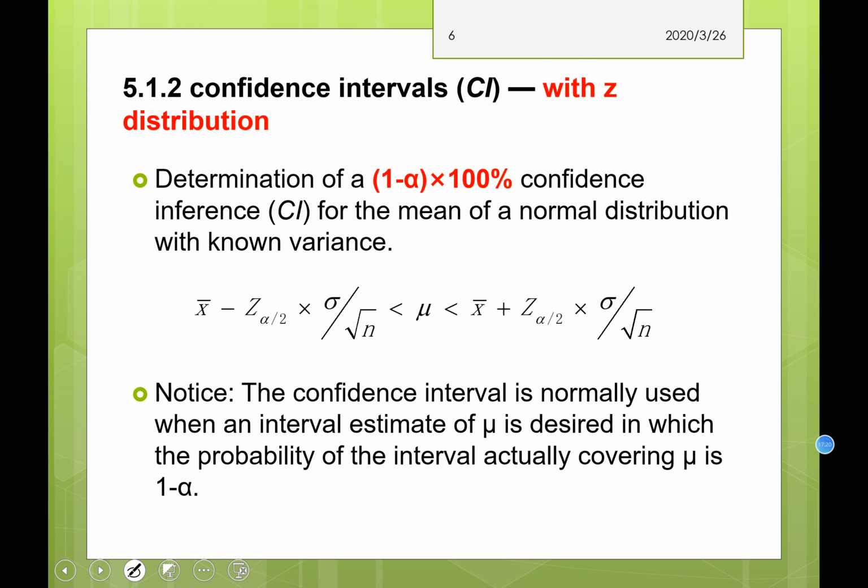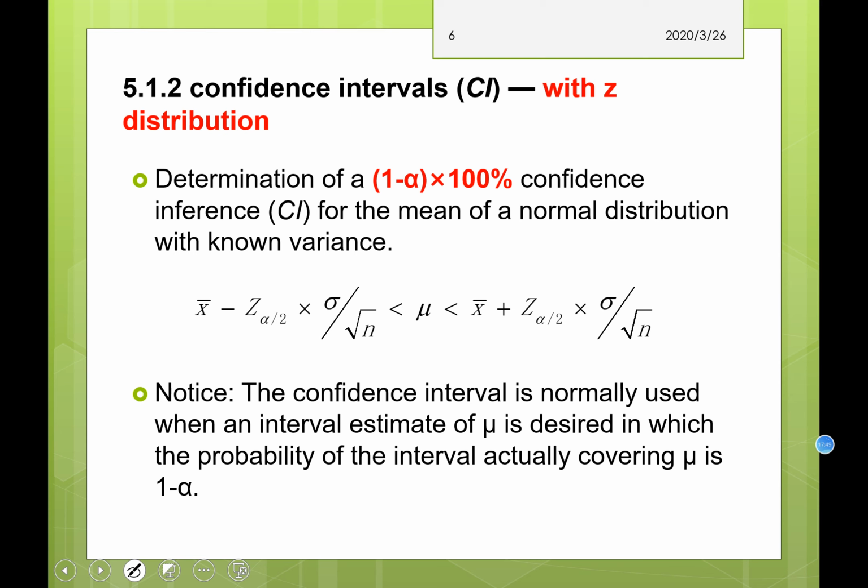Okay, next one. Z-test is a method of hypothesis testing. And now, how can we solve the question in one sample of the estimation? So next one, let's learn the confidence interval with z distribution.